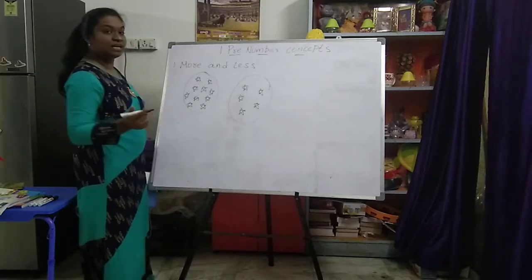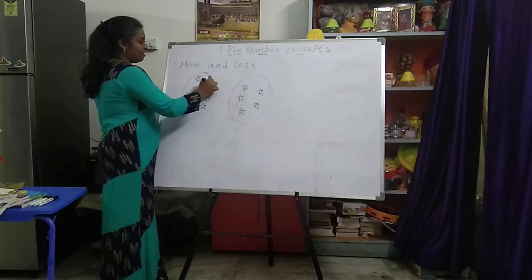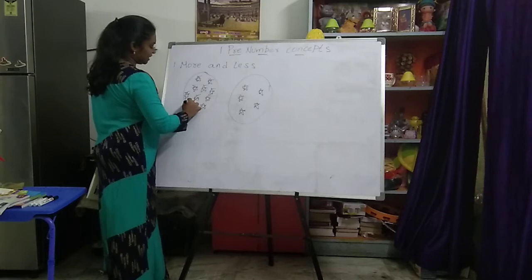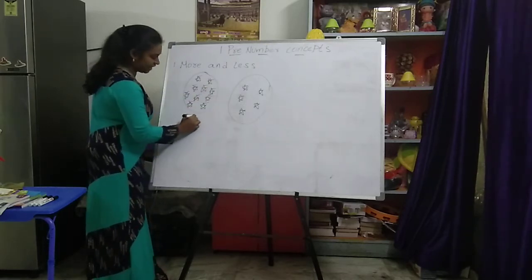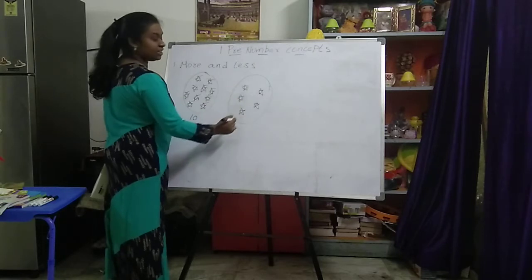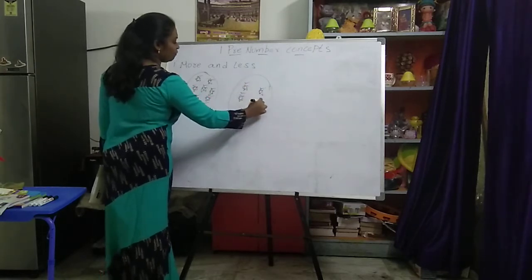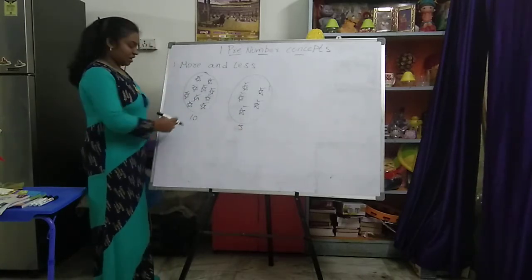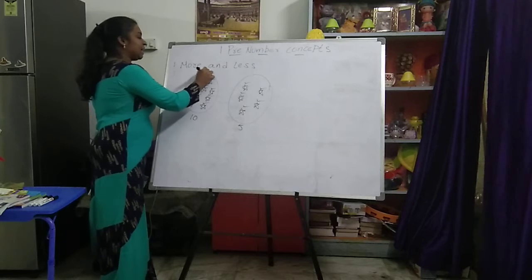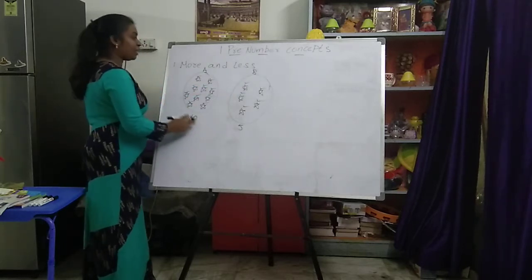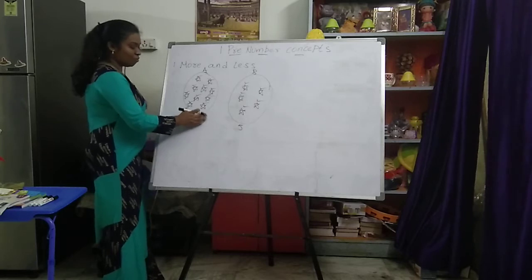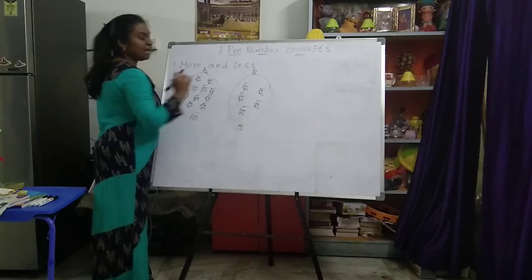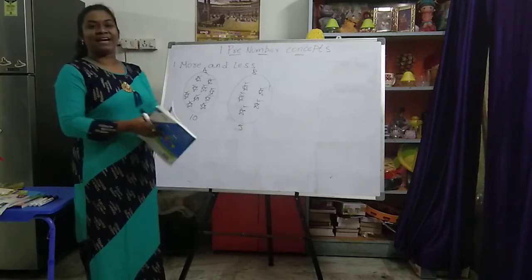Come on, now start counting the stars. 1, 2, 3, 4, 5, 6, 7, 8, 9, 10. So this circle has 10 stars. Now start counting in this one. 1, 2, 3, 4, 5. These are 5 stars. Now which is the biggest number? 10 is the biggest number. So circle A has more number of stars. So these are more and these are less. Yes children, these are more and these are less. So this is called more and less concept.